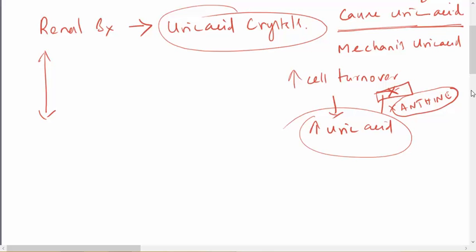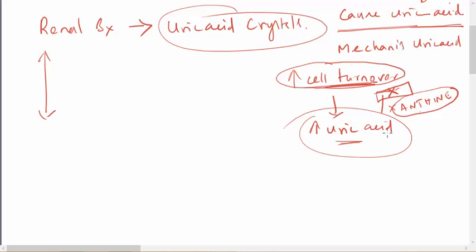Okay, so when the person is having increased cell turnover, we create that. For example, in cancer treatment, we destroy the cancer cells, and we create increased cell turnover. So automatically more cell destruction, more uric acid is formed, right? But we don't want uric acid because it will deposit in the kidney. So we don't want xanthine to become uric acid, because xanthine easily goes out in the urine. The enzyme involved in formation of uric acid from xanthine is xanthine oxidase.